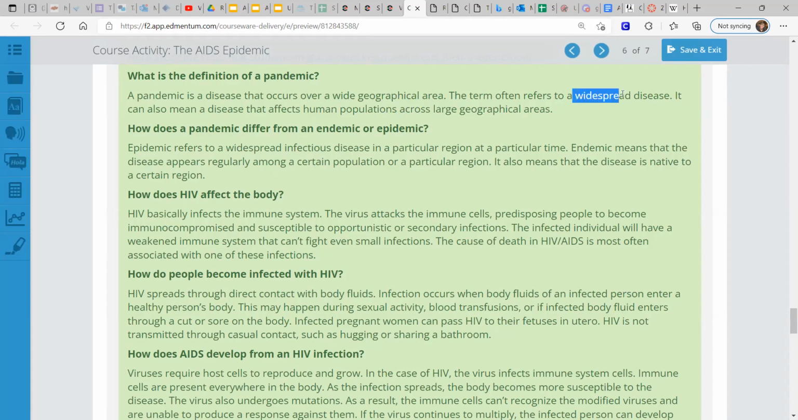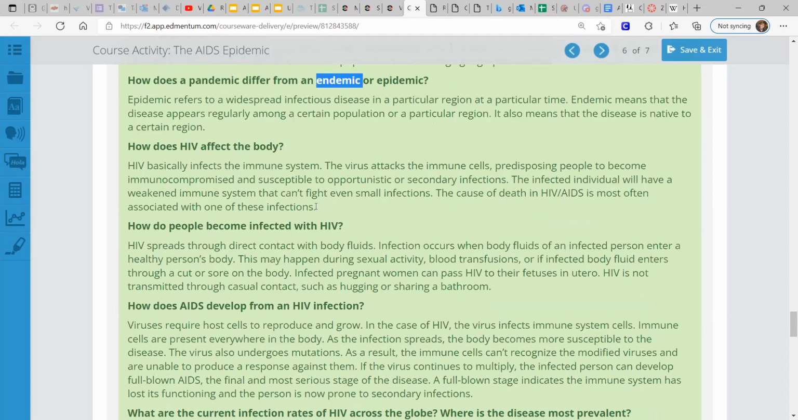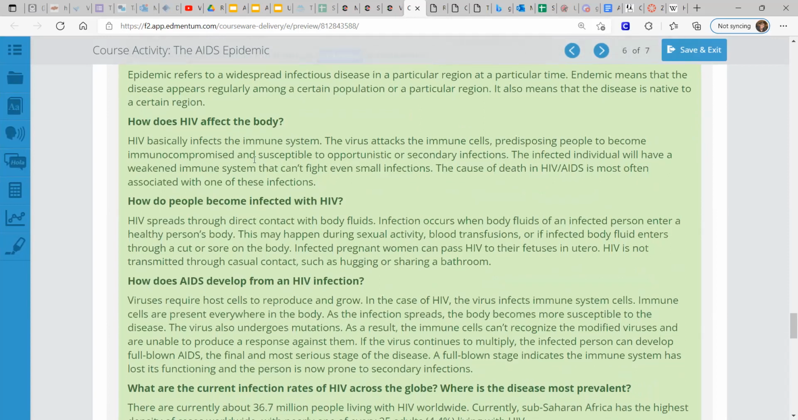So anything widespread is considered pandemic. Anything more regional will be endemic or epidemic. How does HIV affect the body? The virus attacks immune cells, and that makes people more susceptible to other infections.